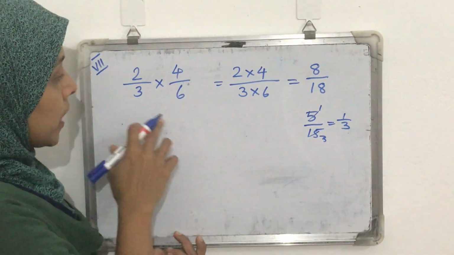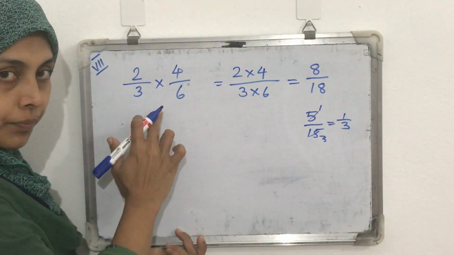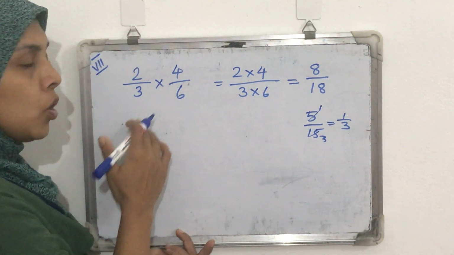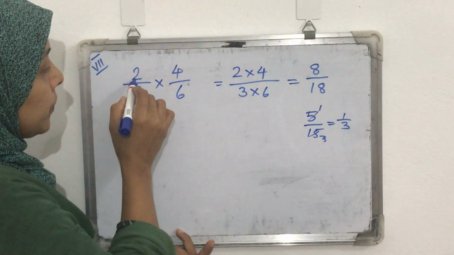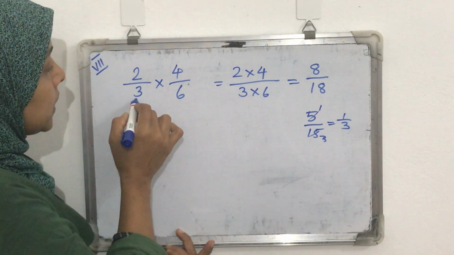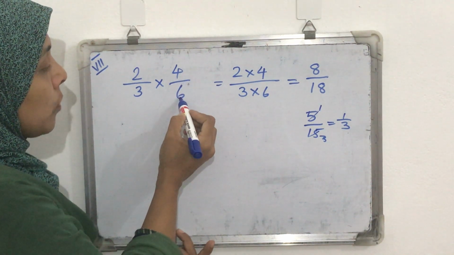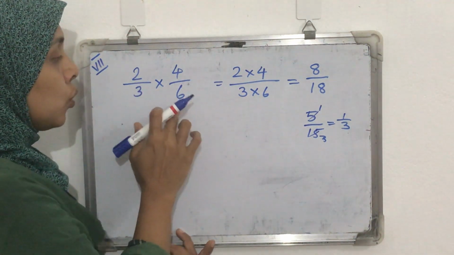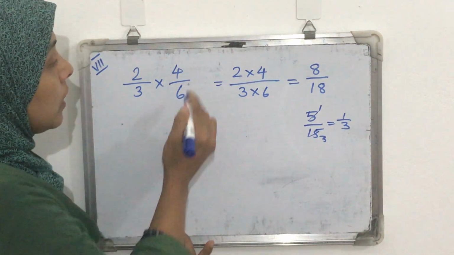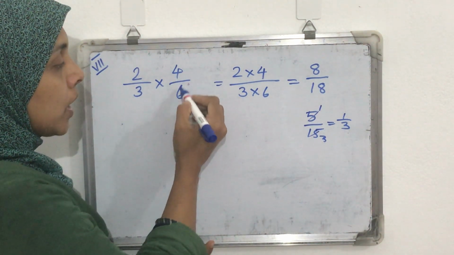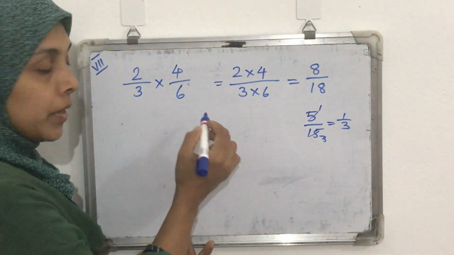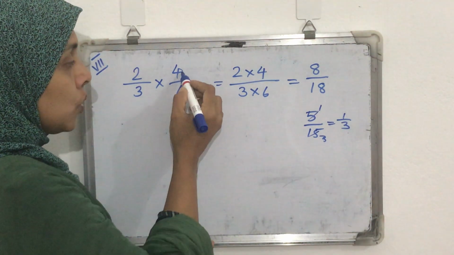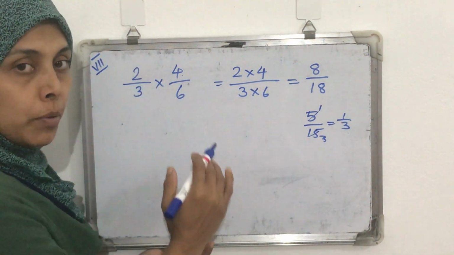The same can be used when you multiply two fractions. In this case you can check for any common factor between any numerator and denominator. Here the numerator is 2 and the denominator is 3, but look, the other denominator is 6. So 2 and 6 have common factors. Also 4 and 6 have a common factor, which is 2. So you can divide, and you will get the simple form as 2 by 3. You can check any numerator and denominator.